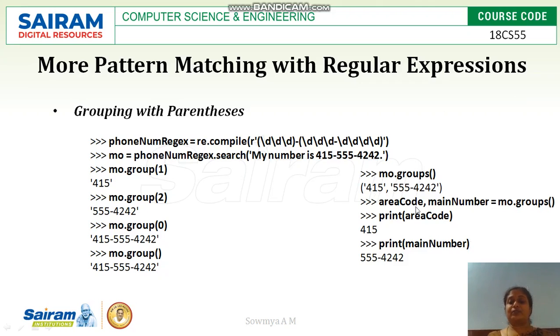To save those, if you have 2 groups, then we can give 2 variable names equal to mo.groups, where the first group is saved in the first variable name and the second group is saved in the second variable name, and we can print those variables using the variable names. The values can be retrieved with the variable names assigned by the groups function.